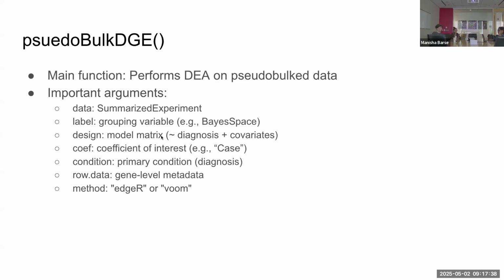This model matrix will generate a table which has the intercept and the different columns generated from the inputs that we give in this particular formula, like diagnosis and the different covariates. So just remember that the name of the coefficient of interest we can get from the model matrix. And then depending upon the primary condition that you are looking at, as I gave the example of cases versus control, the primary condition that you can look at is the diagnosis condition.